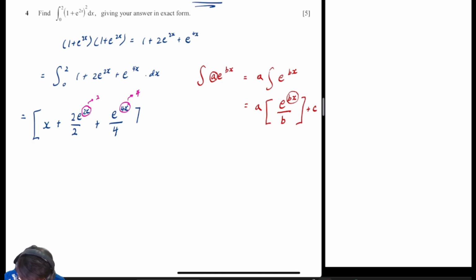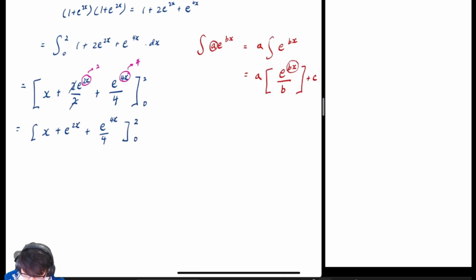But the challenging part is not about the integration, but rather to write your answer in exact form, meaning you can't just press your calculator and get the answer. So the 2 and 2 are going to be crossed out. x plus e to the power 2x plus e to the power 4x over 4, with the upper limit as 2 and the lower limit as 0. So just put that in.